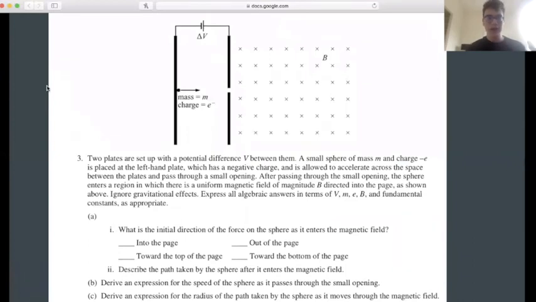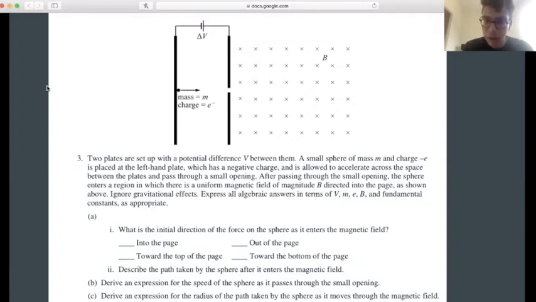So moving on to our second question, this is a mass spectrometer question, and it's another frequent one that we'll see if there's a magnetism FRQ. It says two plates are set up with a potential difference V between them. A small sphere of mass M and charge minus E is placed at the left-hand plate, which has a negative charge and is allowed to accelerate across the space between the plates and pass through a small opening.